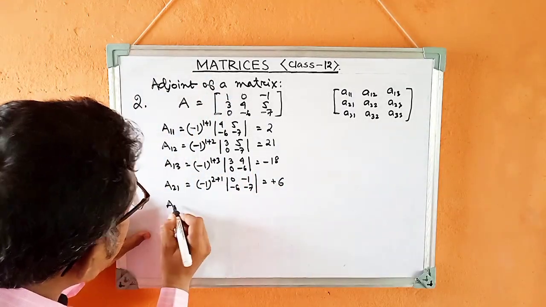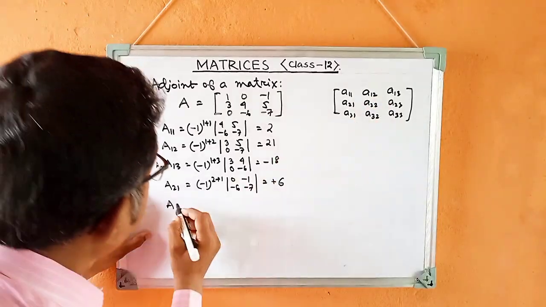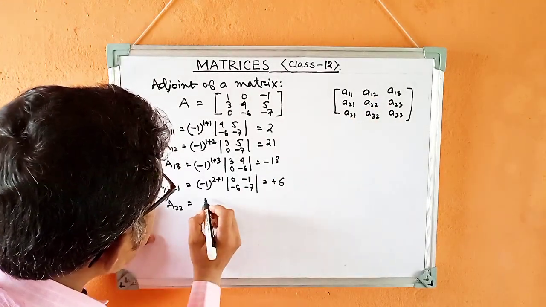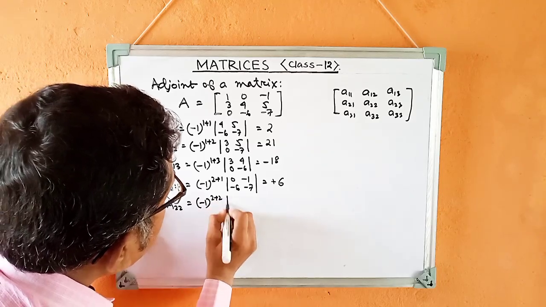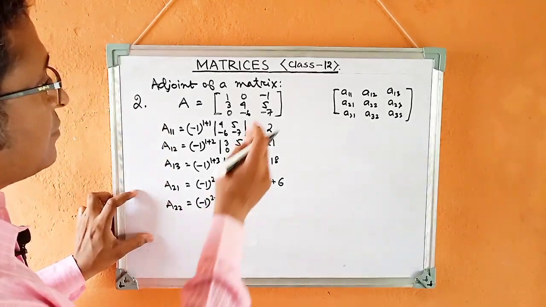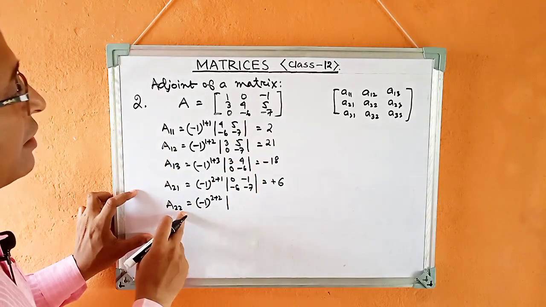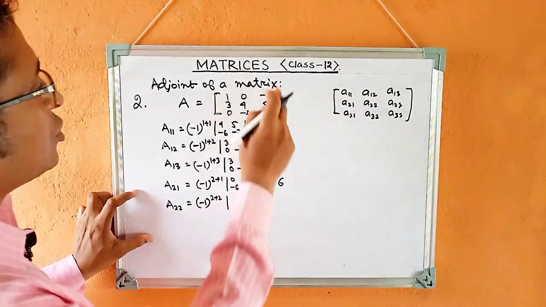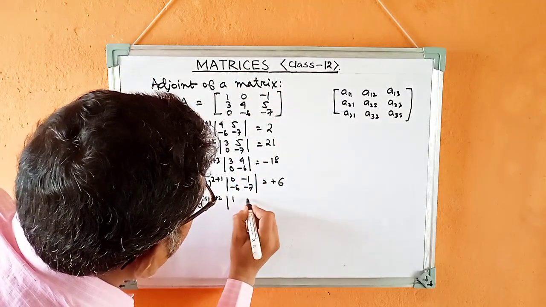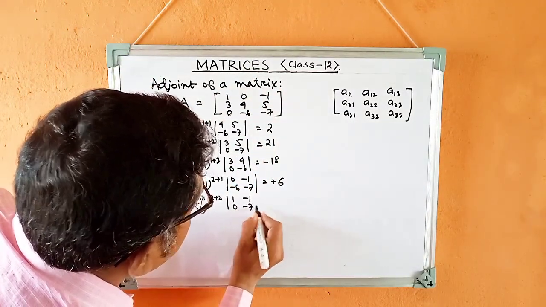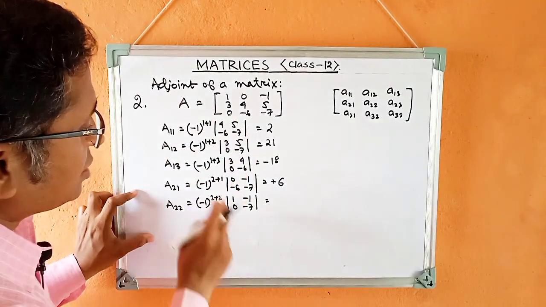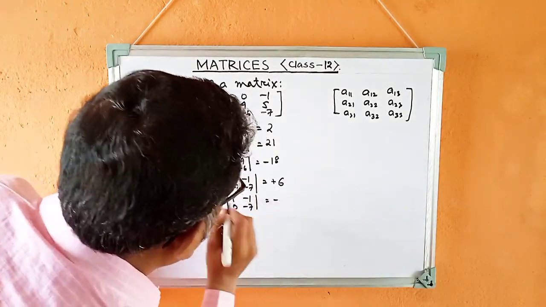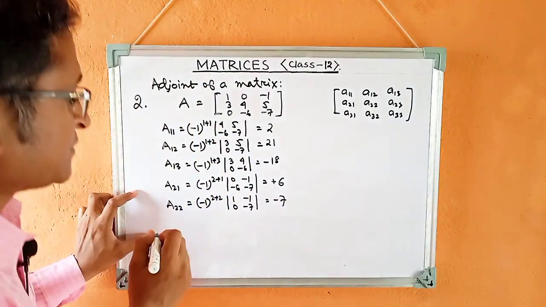After that, A22 is equal to minus 1 to the power 2 plus 2 times the determinant after eliminating the second row, second column. So 1, minus 1, 0, minus 7. The sign is minus 1 to the power 4, that is plus. So 1 times minus 7 minus 0 gives minus 7.